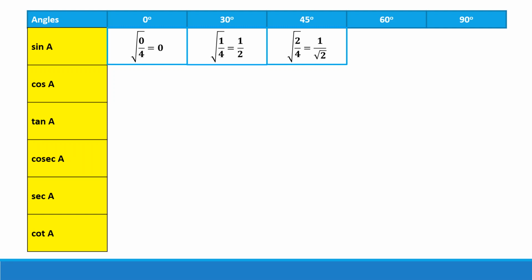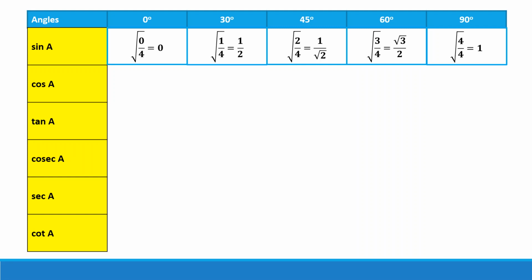Square root of 2 is not a terminating decimal, so that's why we write it in the form of root 2 only. So it is 1 by root 2. Same way, when we write 3 by 4 and take square root, it becomes root 3 by 2. And when we take 4 by 4, it becomes 1. So you can see what we did. We have taken 0, 1, 2, 3, 4 for 0 degree, 30 degree, 45 degree, 60 degree and 90 degree, divided each by 4, taken square root of them, and we have done.